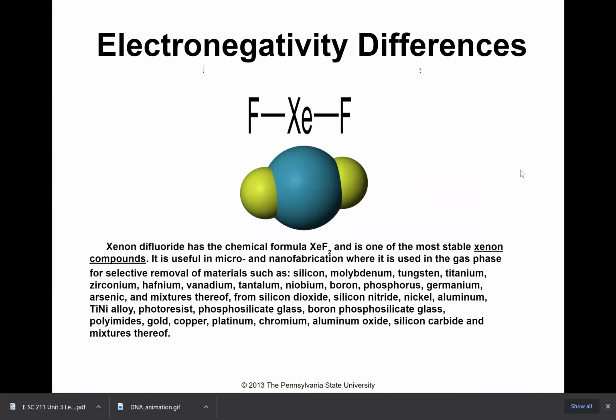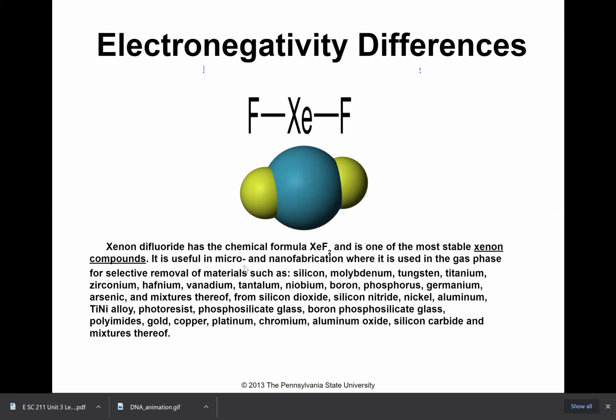All right, I was intrigued with this slide, electronegativity differences. So xenon difluoride, di means two fluorine. Xenon difluoride has a chemical formula of XeF2 and is one of the most stable xenon compounds.